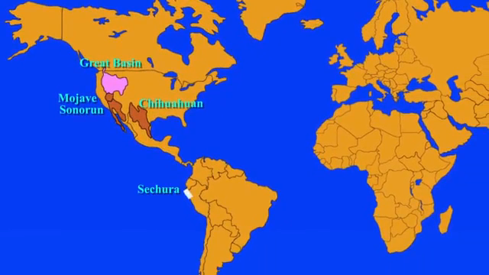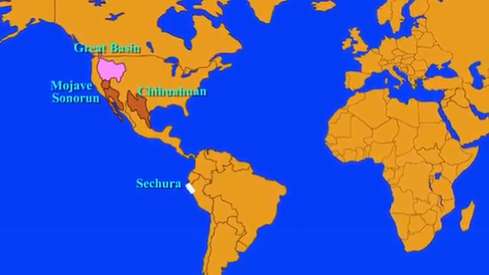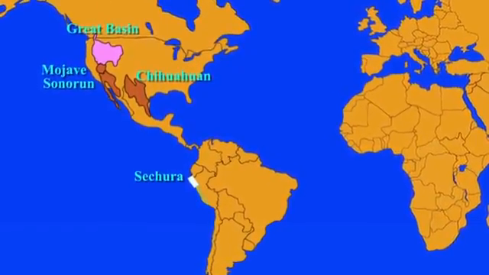Next one is the Sechura Desert. It is located south of Piura region of Peru along the Pacific Ocean coast and inland to the foothills of Andes Mountain. Piura is a coastal region in the northwestern Peru. To the south of it lies the Peruvian Desert.